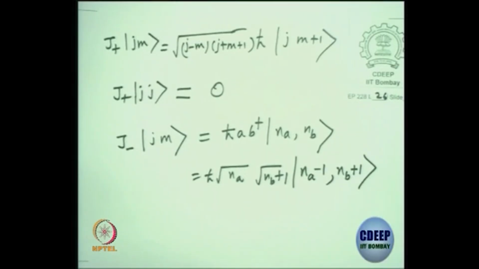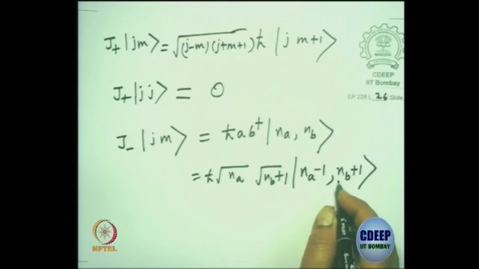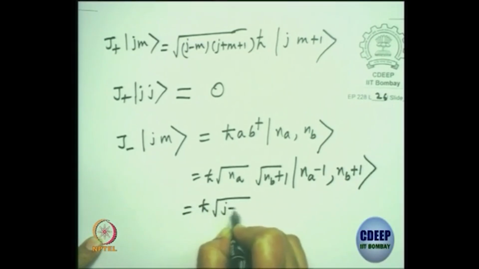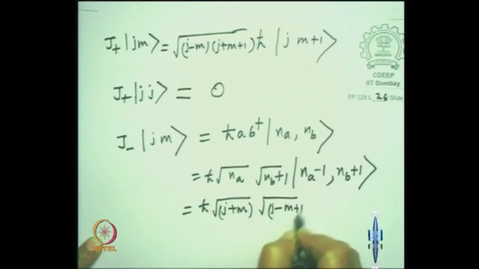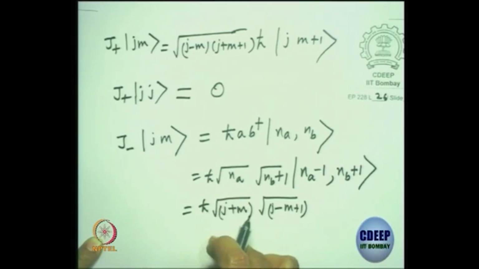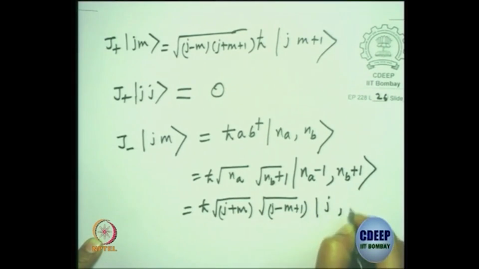What happens to the J eigenvalue? What happens to the magnetic quantum number? Rewrite. J is the same but M is shifted by minus 1. So let's rewrite Na as J plus M, and Nb plus 1 as J minus M plus 1. I am substituting Na as J plus M and Nb as J minus M. This is what I am doing. And this I can write as M minus 1.